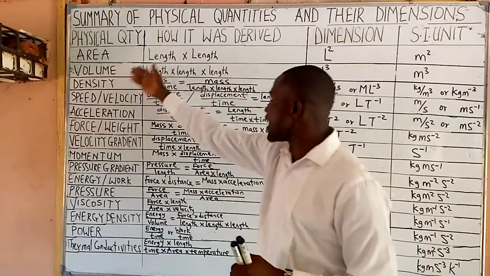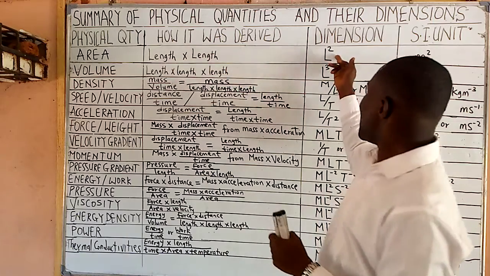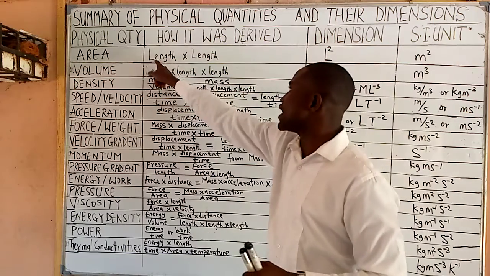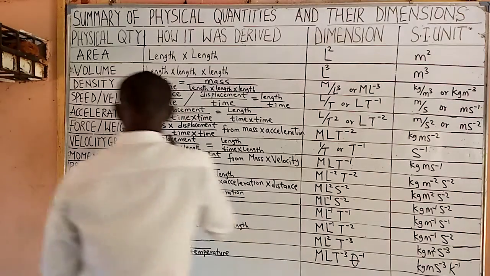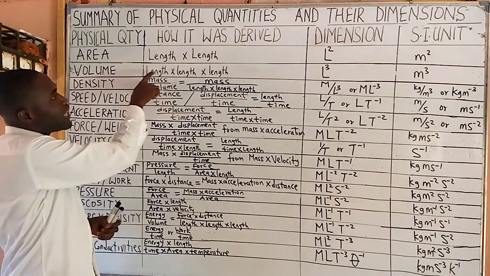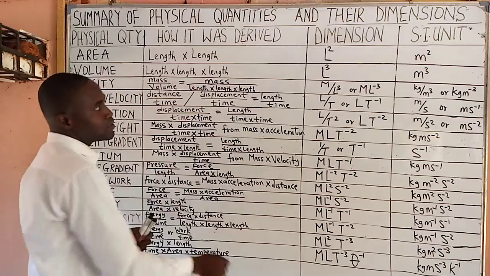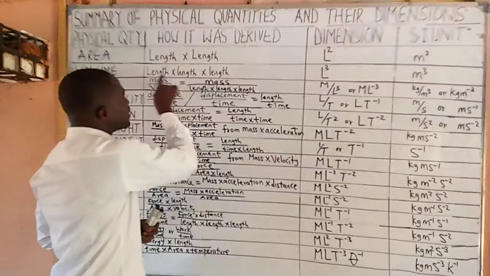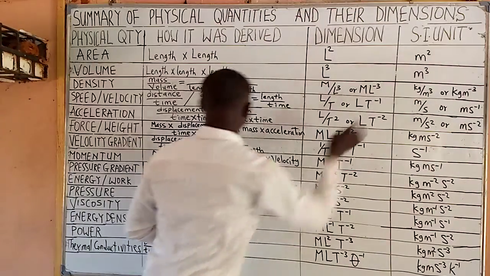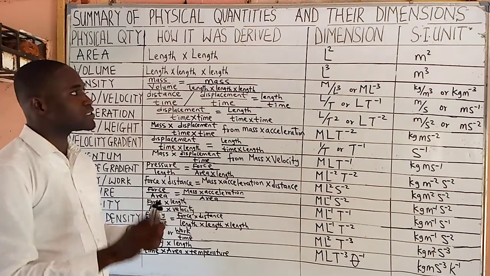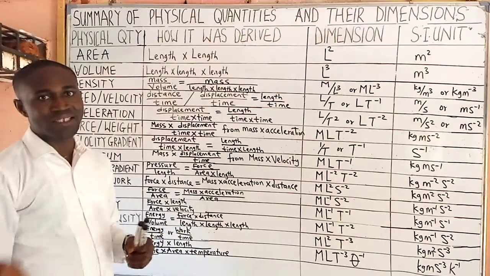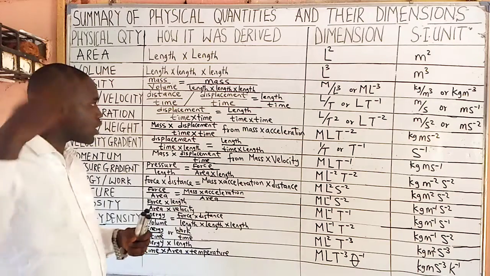Area is length times length, so L squared, and the unit is meter squared. Volume is length times length times length, so L raised to power 3, because there are 3 L's, and the unit is meter cubed, because the SI unit of length is meter. Other units of length are centimeter, millimeter, and others.